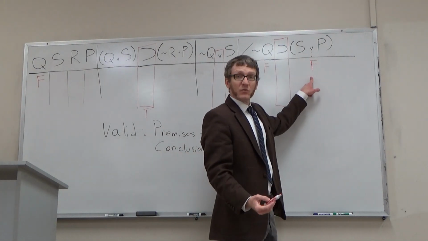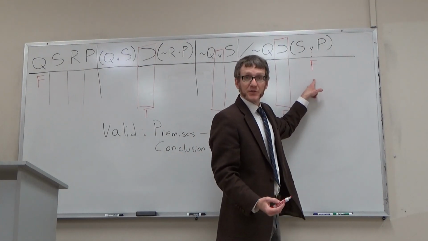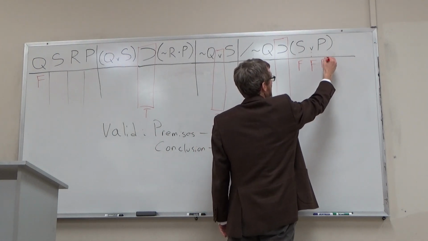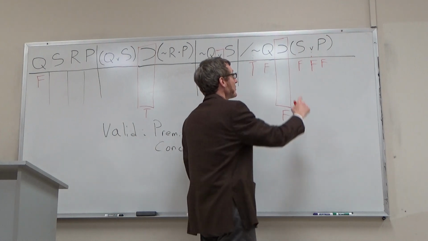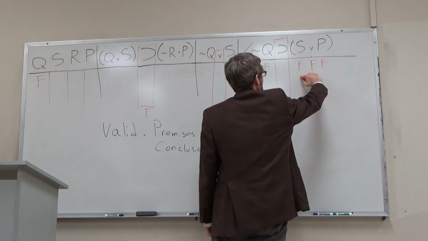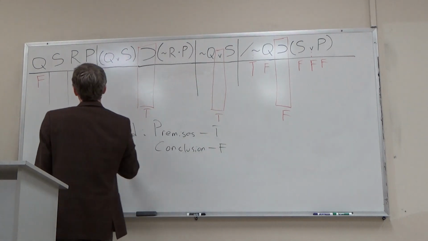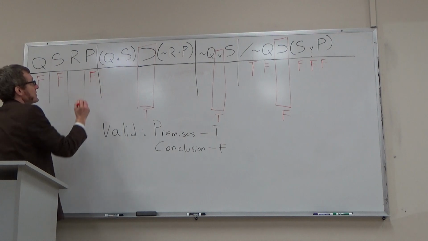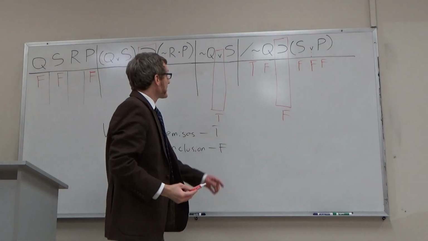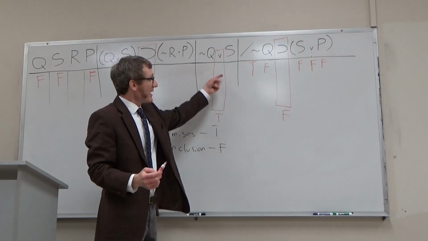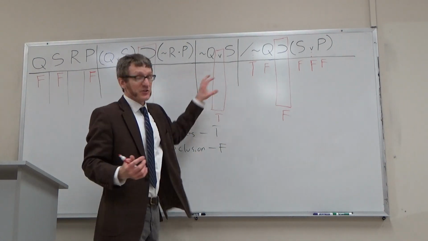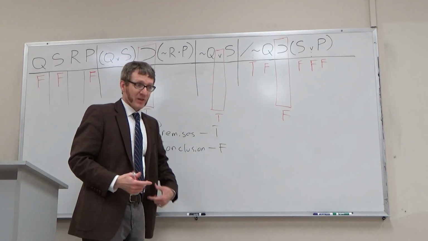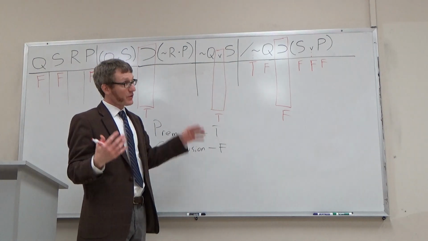Now, there's only one way for a wedge to be false, and that is if both the disjuncts are false. If even one of them was true, the wedge would be true. So in this possible counterexample, S and P are both going to be false. Now what we want to do is take these truth values and see, if we plug in these truth values, do the premises come out to be true? And if the answer is yes, they do, then we've shown this argument's not valid. But if they don't, then we've shown that the argument is valid.